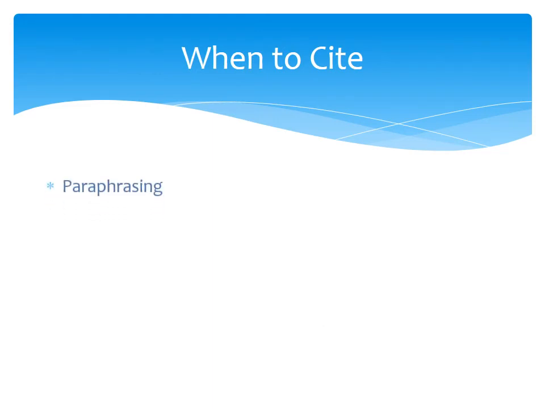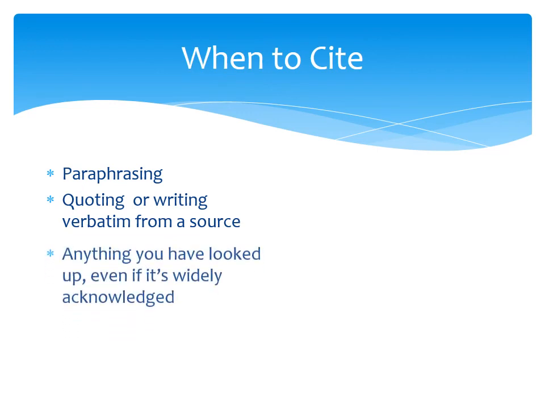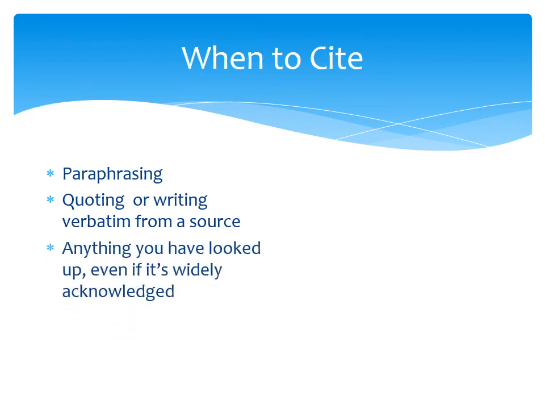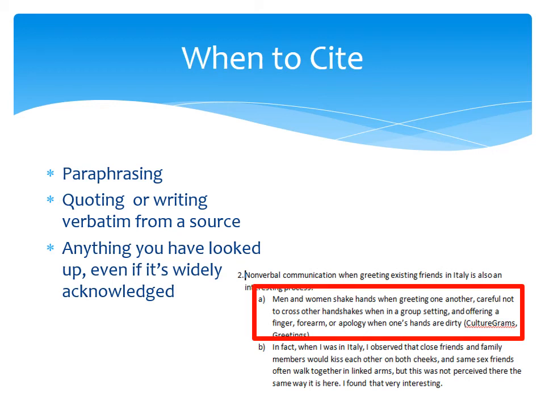When should you cite? If you are paraphrasing, quoting, or writing verbatim from a source, or anything you have looked up, even if it's widely acknowledged. For instance, men and women shake hands when greeting one another, careful not to cross other handshakes when in a group setting, and offering finger, forearm, or apology when one's hands are dirty. You can see the in-text citation here giving credit to that information.